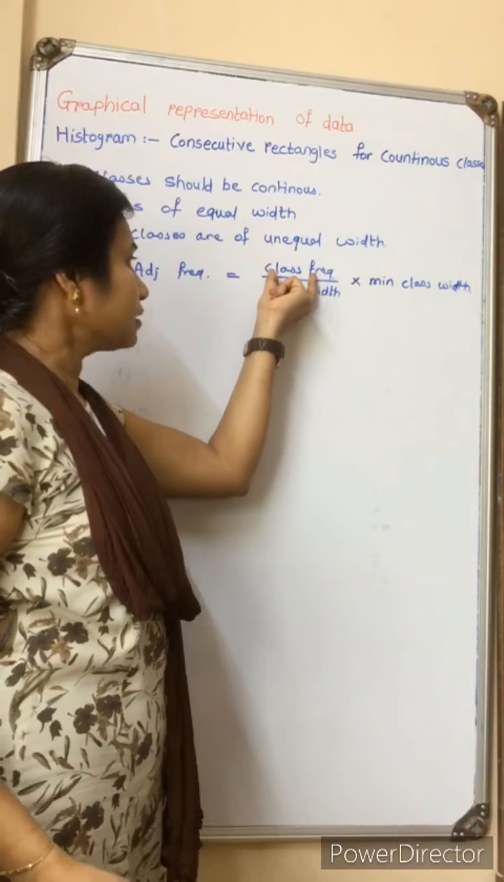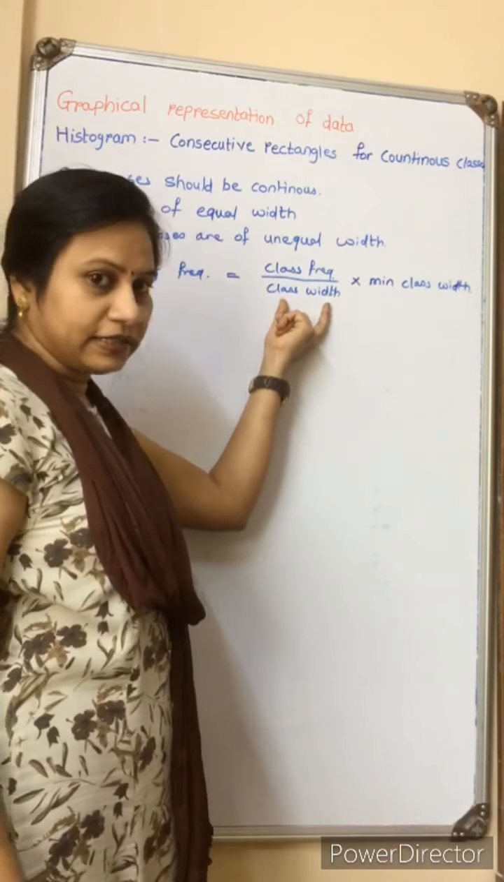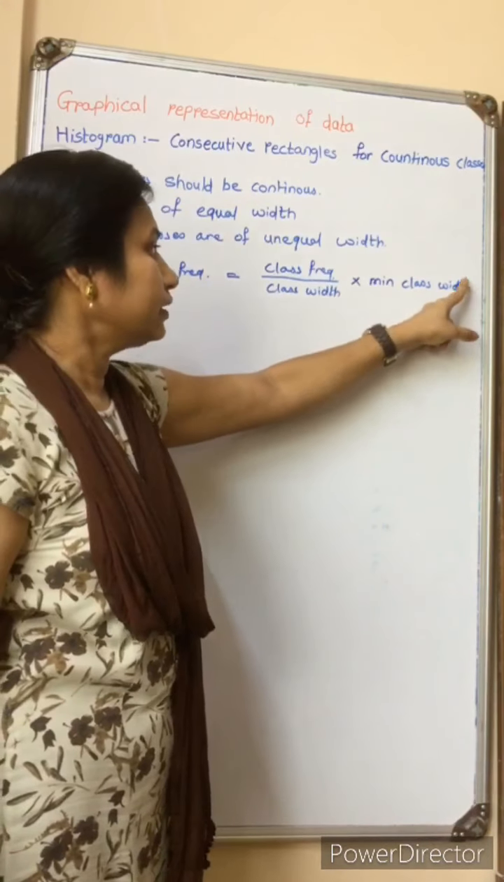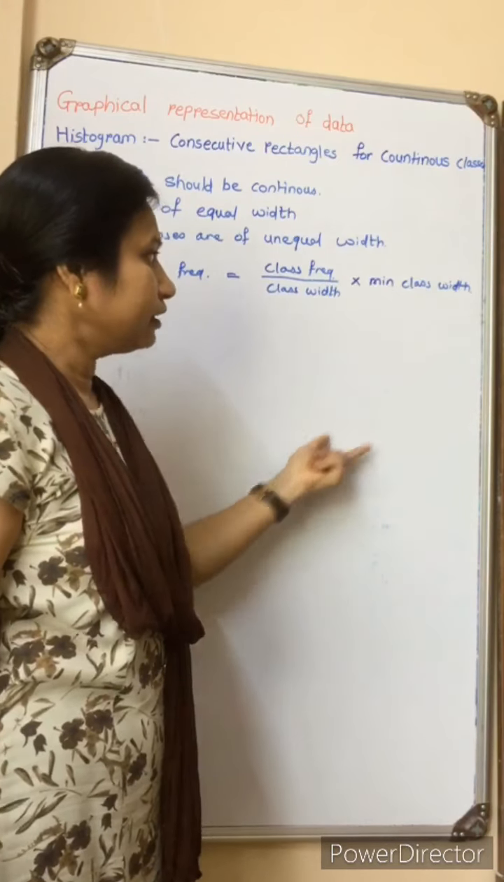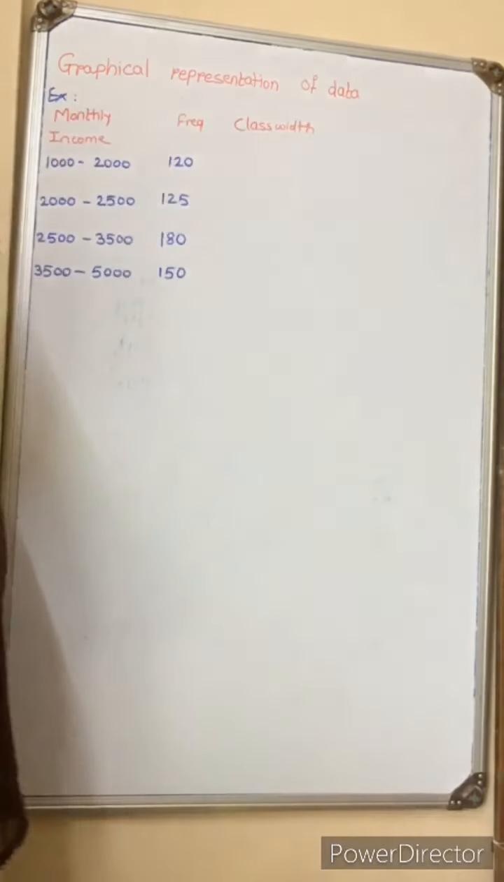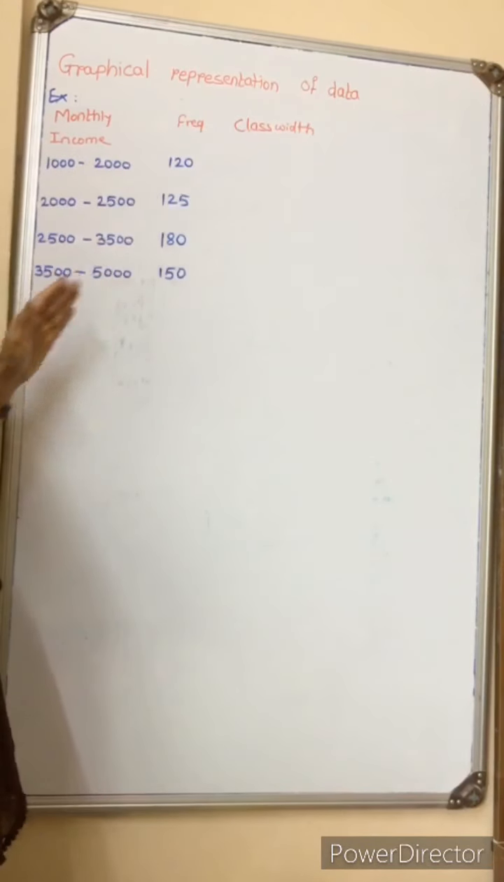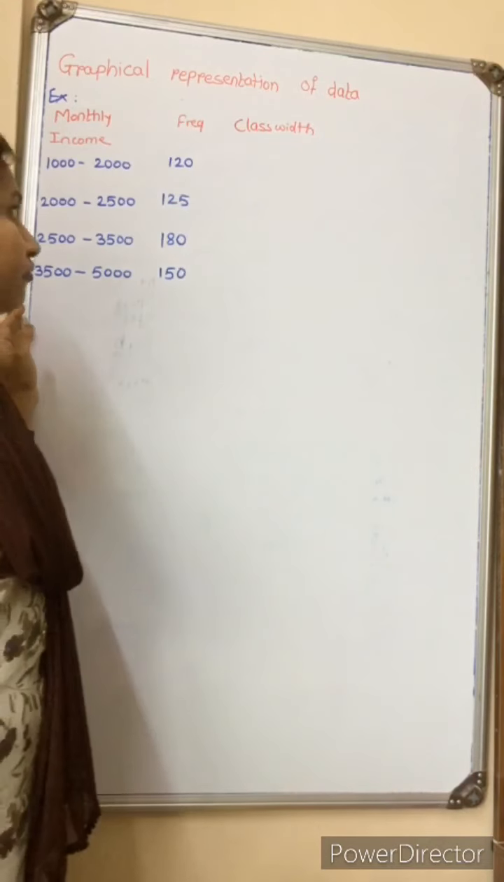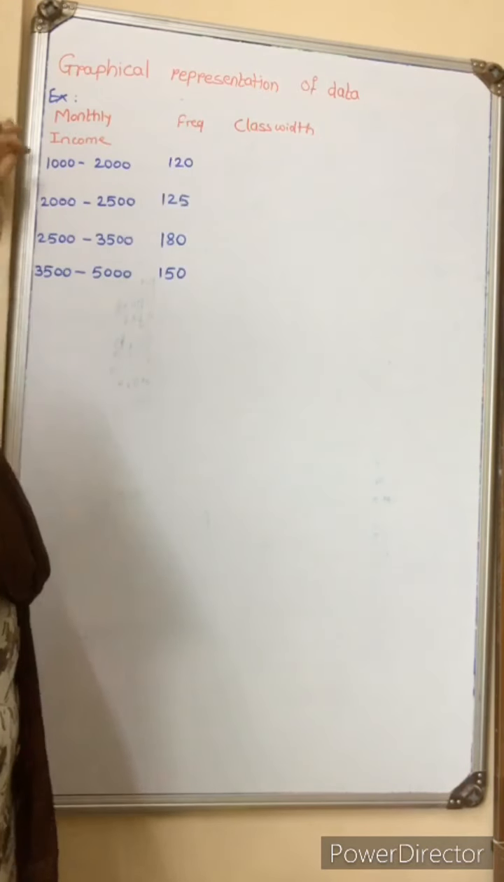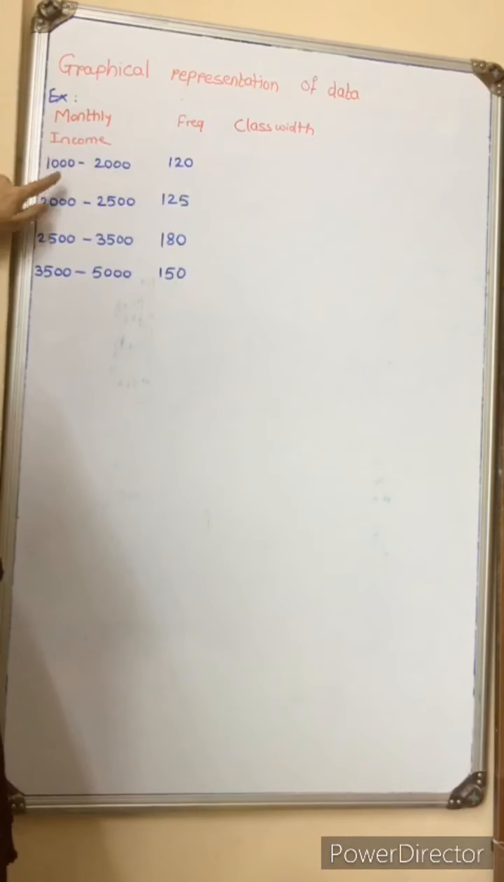Frequency of a particular class, then class width of that class, and minimum class width. This value is fixed. That we will see in the example. So here is the example for the histogram. In histogram, we first need to find out whether the classes are continuous or not. Here we see the classes are continuous because the upper limit of the previous class is the lower limit of the next class. So first point clear.